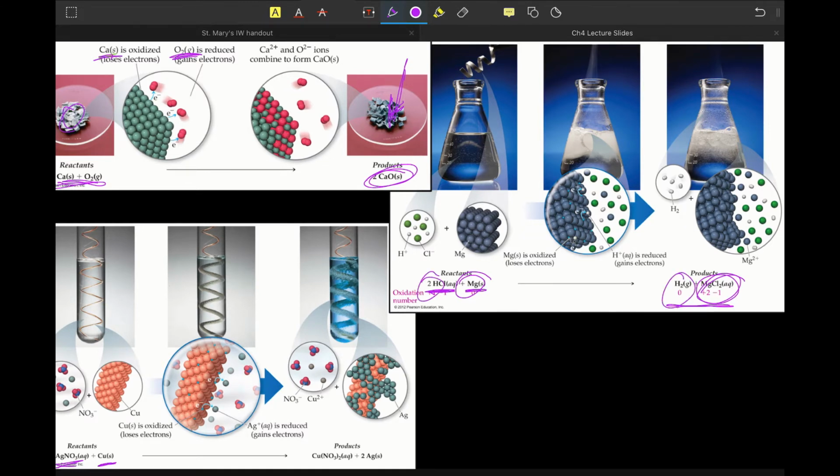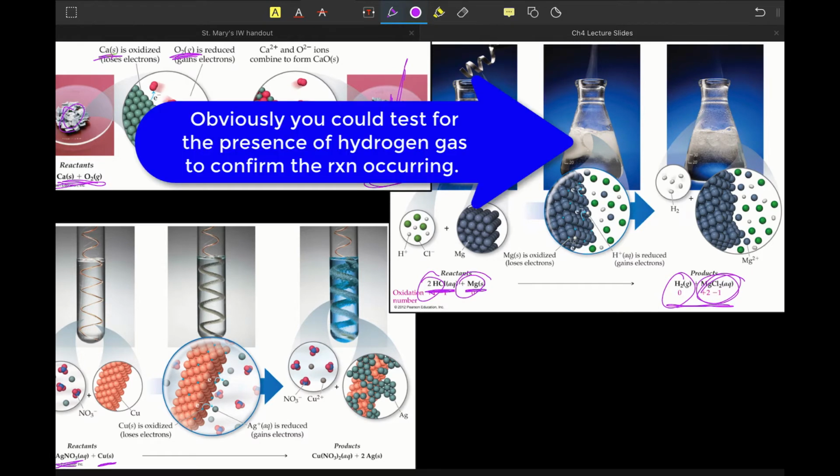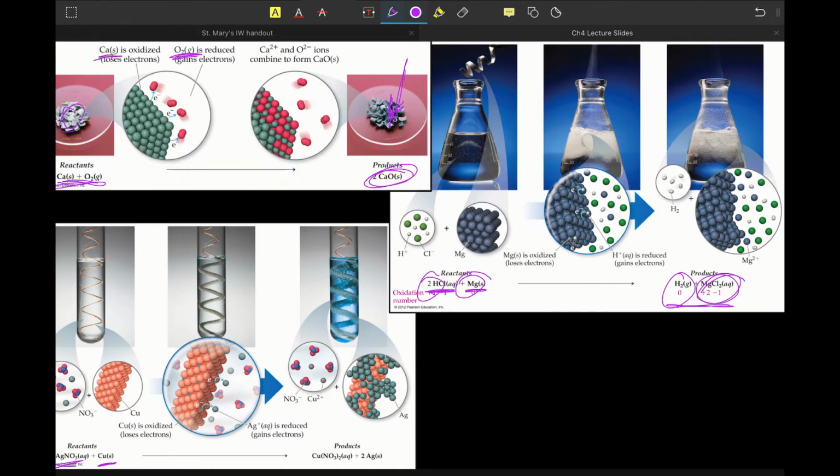Here we have hydrogen ions, which become hydrogen gas. Again, very different properties than before. So just things to be mindful about, okay? And something to tuck away.